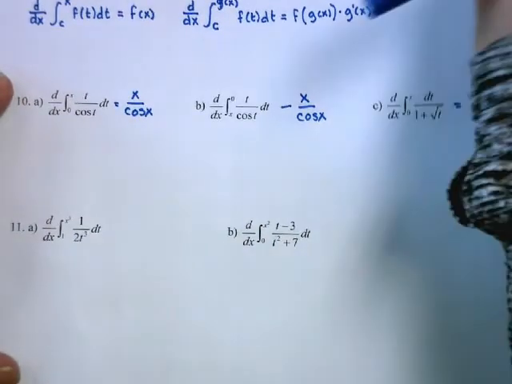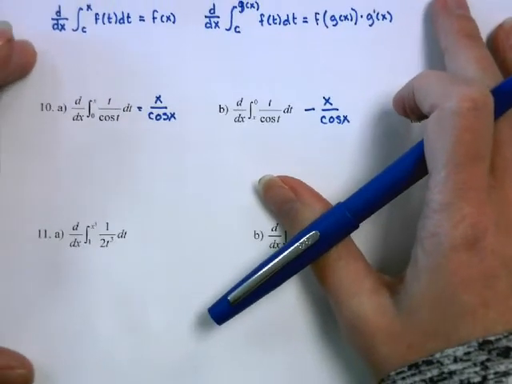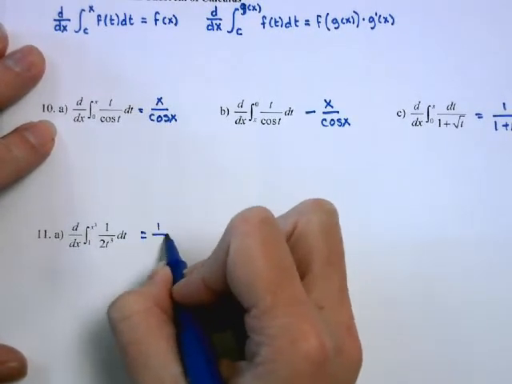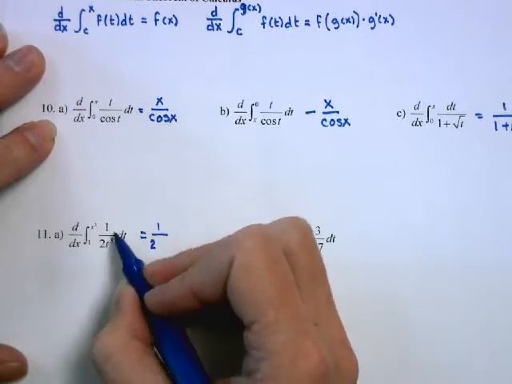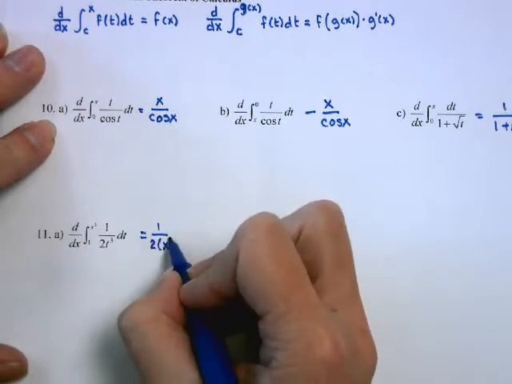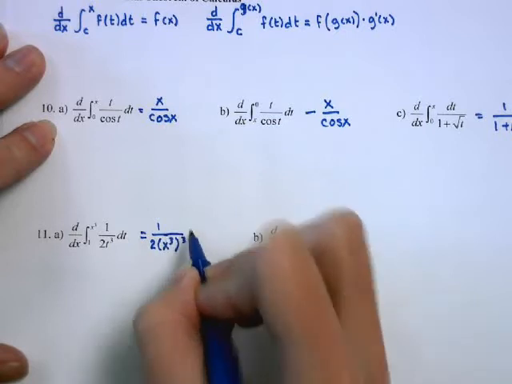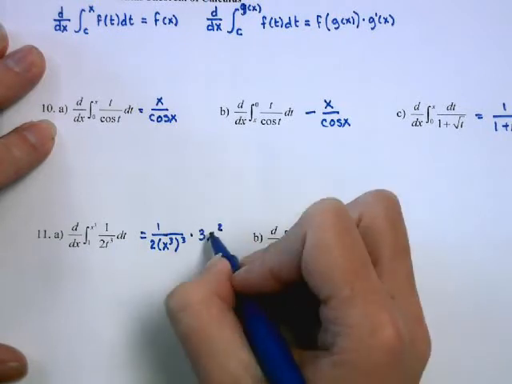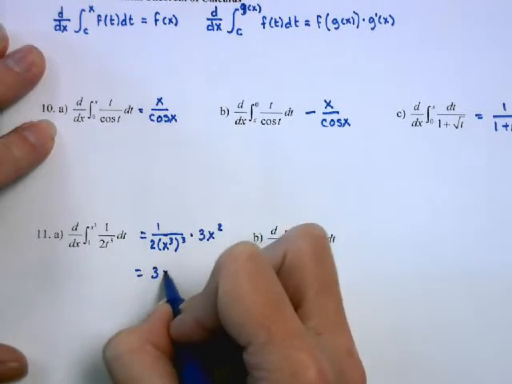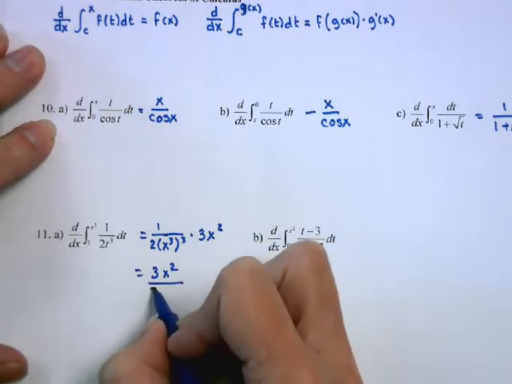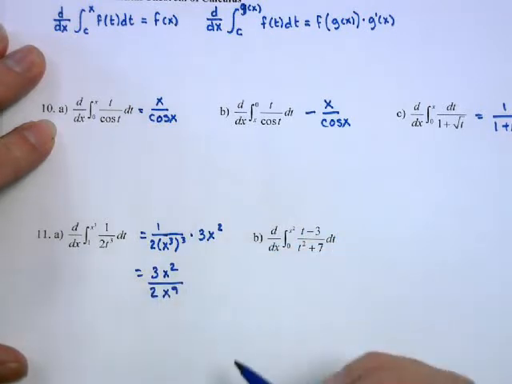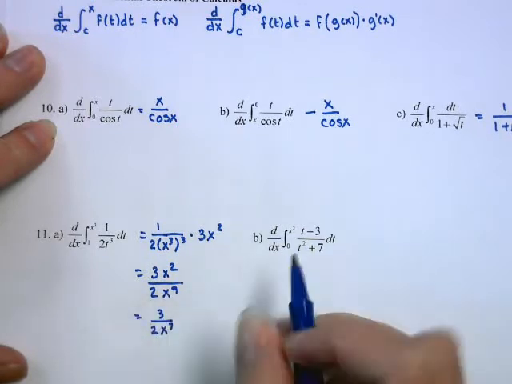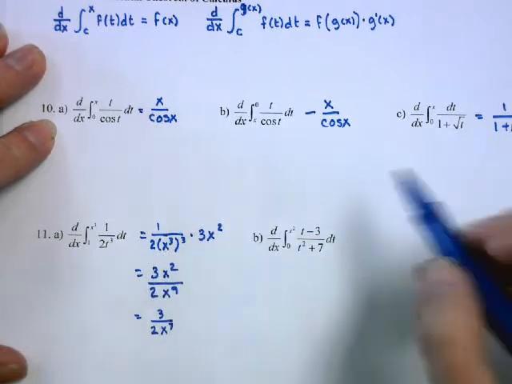Okay, so going down to the bottom, this is going to be 1 over 2, instead of t cubed, we're going to have x cubed cubed times the derivative of x cubed times 3x squared. So that would be 3x squared over 2x to the 9th. And you don't have to simplify this, which would be 3 over 2x to the 7th. But you could just leave it like that.